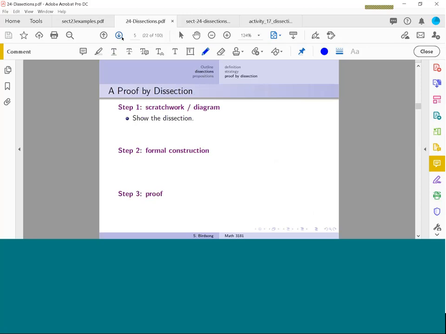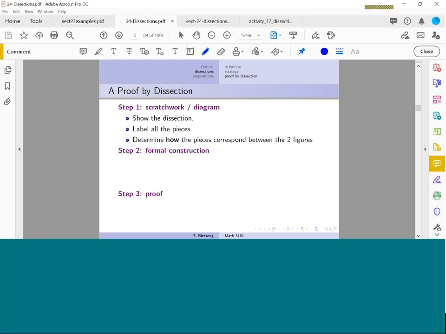The first thing you do is you sketch your figures. You sketch what you think the dissection will be, how to cut the pieces up, where to cut them, label any pieces if you want to label them, and figure out how the pieces fit from one figure to the other. This is where you're doing all the work.